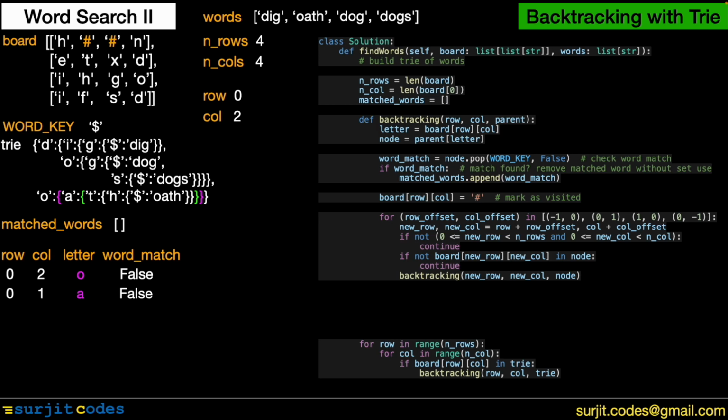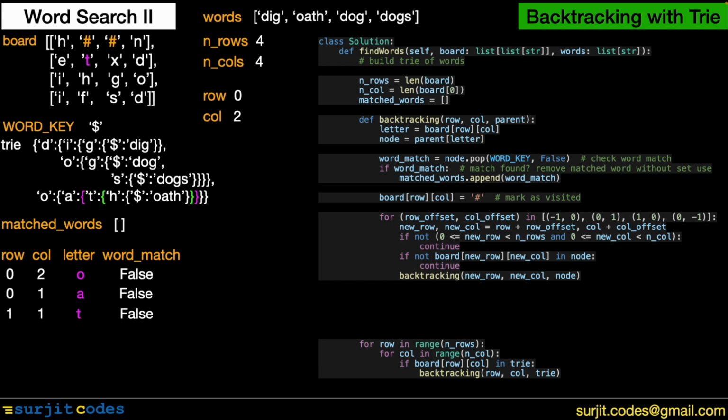We now process the neighbors of position 0 1. One neighbor is out of bounds and another is already visited. Out of T and H, T is the only key present in the node. So we call backtrack for position 1 1 and node becomes new parent. Letter becomes T and value of T becomes node.